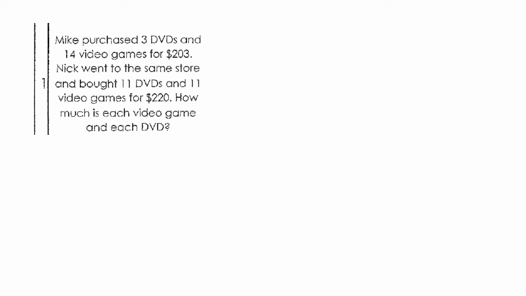So when you start your problem, since you have two unknowns here, the video games and the DVDs, you need to label some variables for those unknowns. We're going to use the variables of X and Y. The X I'm going to use to represent the DVDs, and the Y will be the video games.